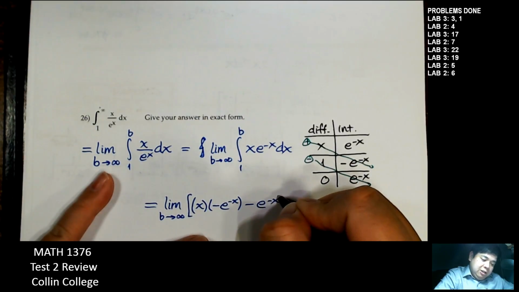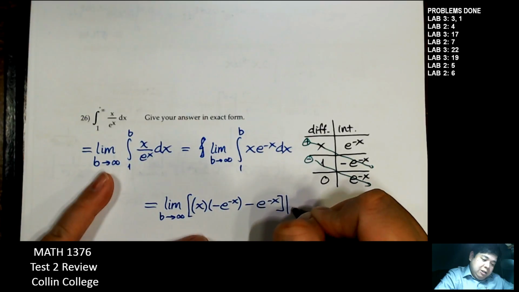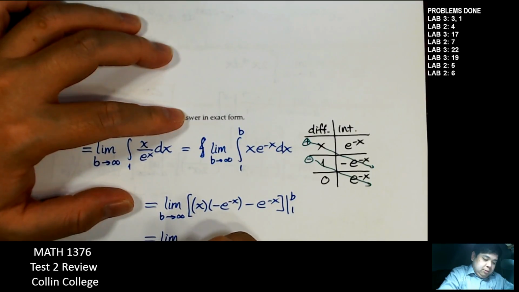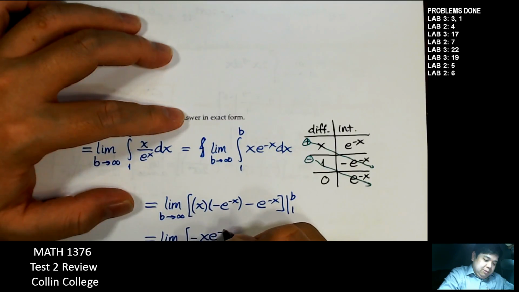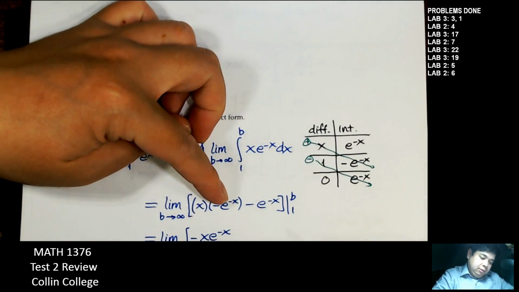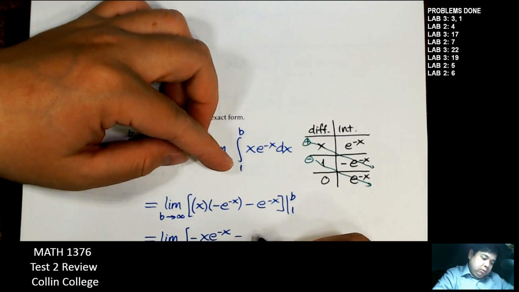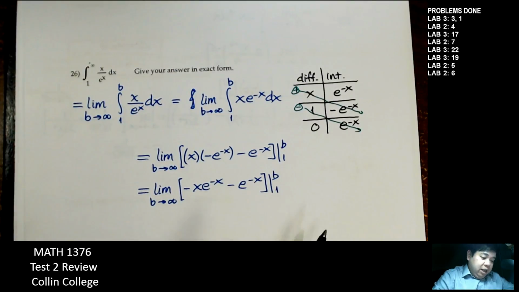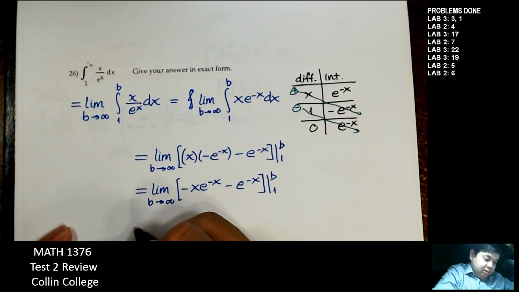Minus one to b. By the way, when we have this, if any of this goes to infinity, we just say that will be divergent. So keep that in mind.